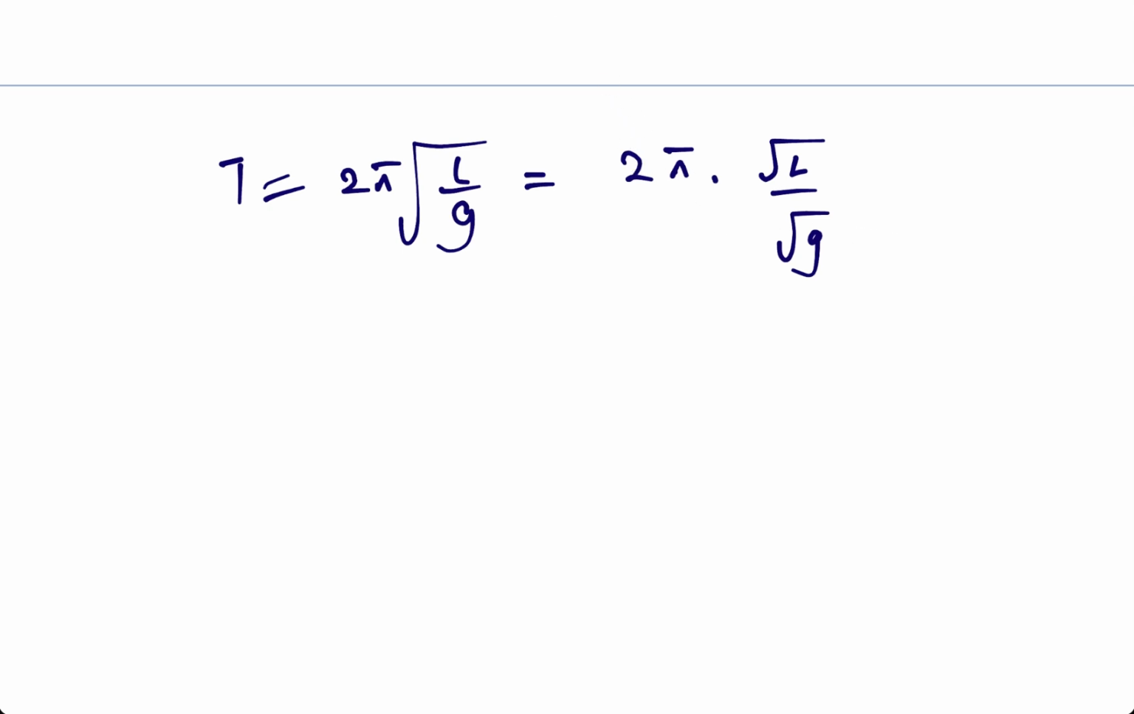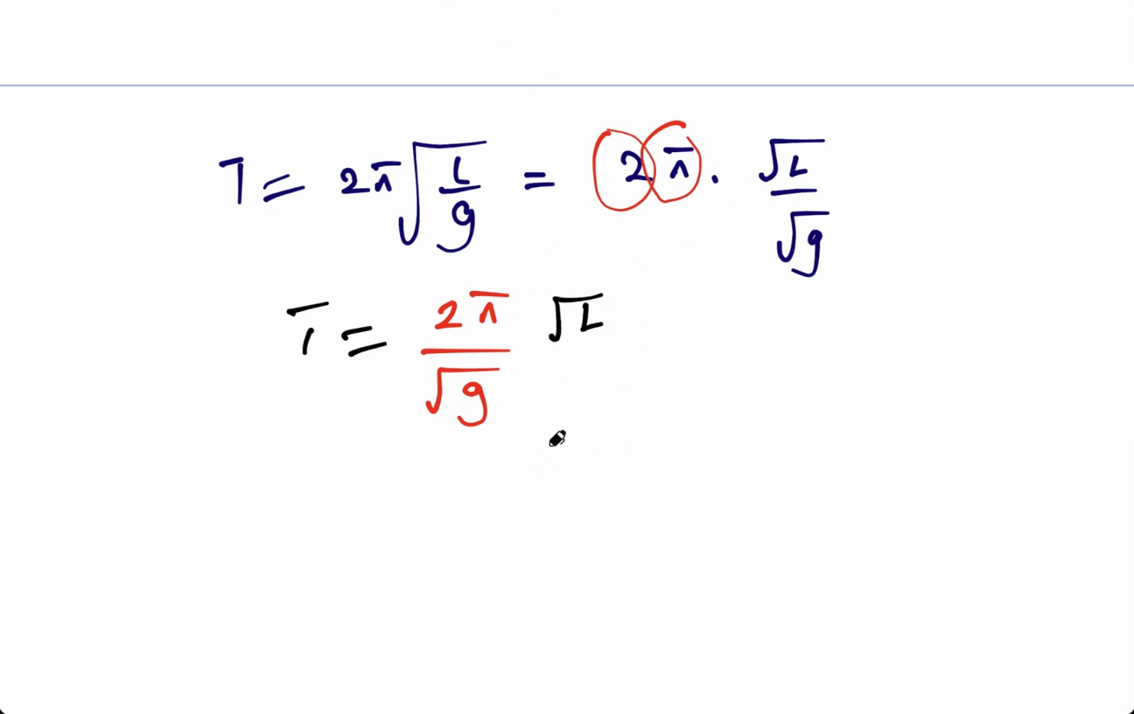One thing is that, you see, 2 is a number, so it's a constant. Pi is also a number, a constant as well. So I can have this written as T equals, the constant term will come together, that is 2 pi over, we know that G is also a constant, especially under this condition, which is square root of G. Then finally, I have square root of L isolated in this place.